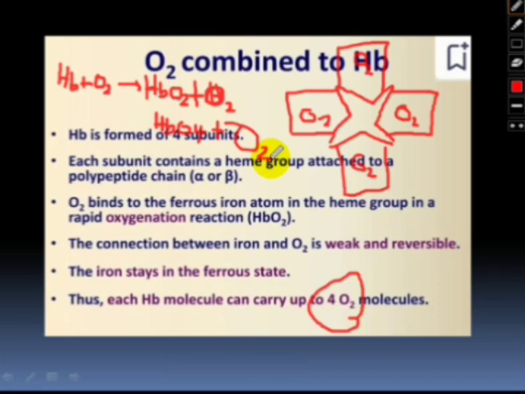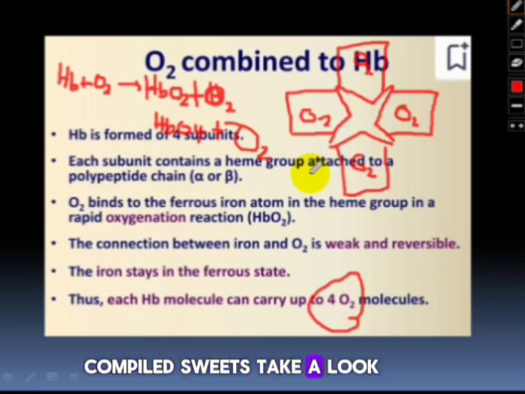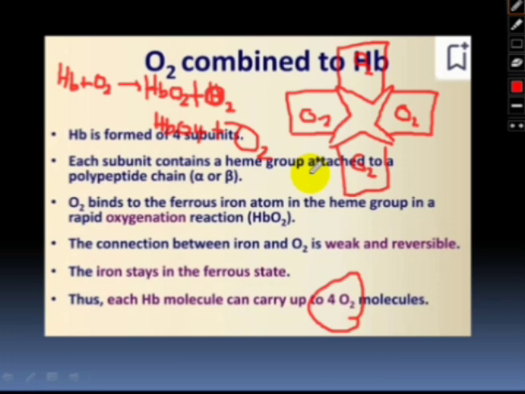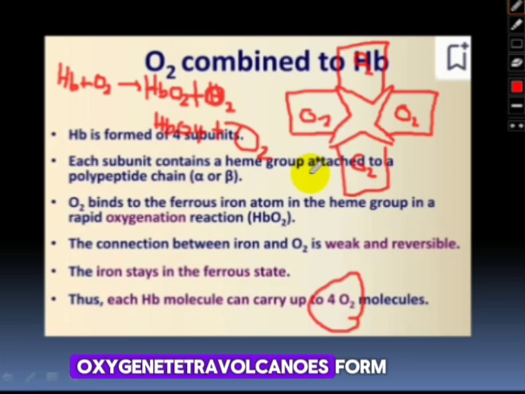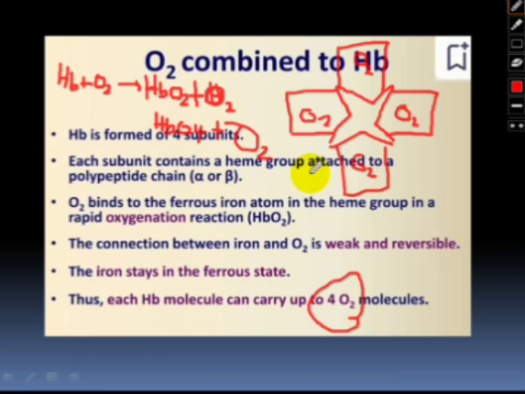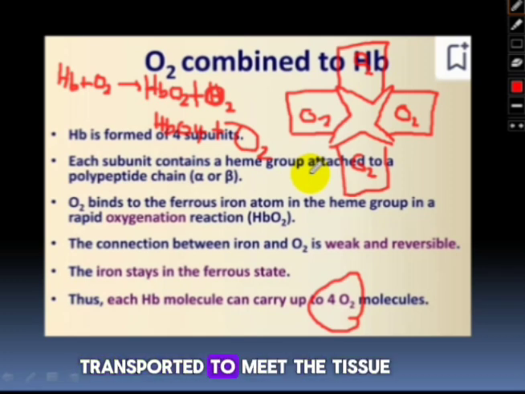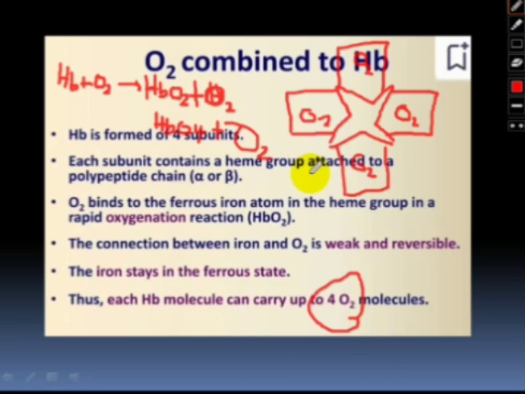Alright. Now, when oxygen combines with hemoglobin, oxygenated hemoglobin is formed. And it is in this form that the majority of oxygen in the body is transported to meet the tissue needs.